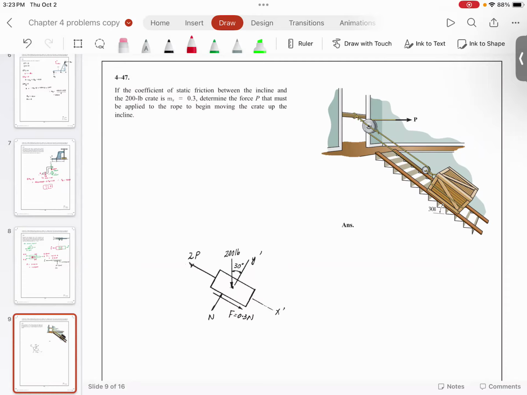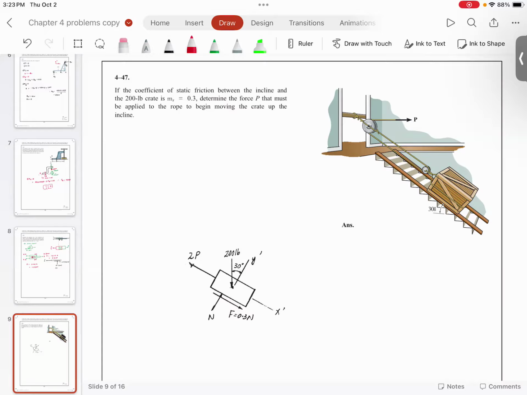Now, this problem talks about a rope and pulley arrangement. Please understand, a rope and pulley is a simple machine. Simple machine means a device that gives you some type of mechanical advantage. Now, what type of mechanical advantage do we get here?